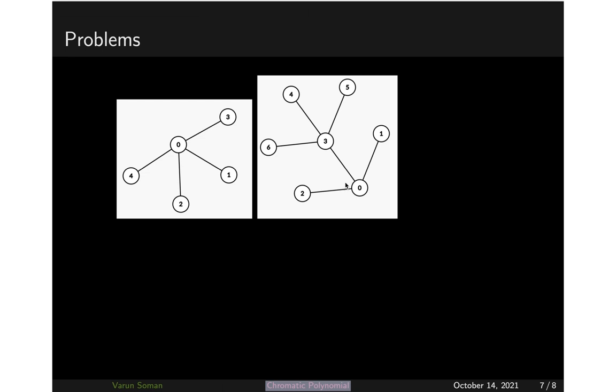Okay, so suppose you have lambda colors available here. So for this one there will be lambda minus 1 now, not for that one. So for this one now you have one less color, so lambda minus 1 available there.